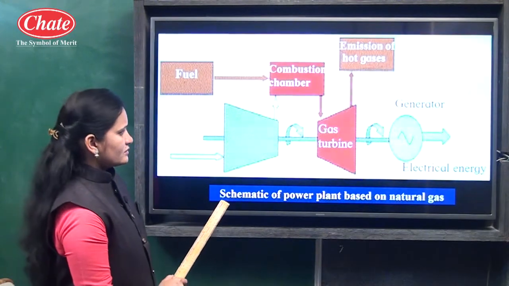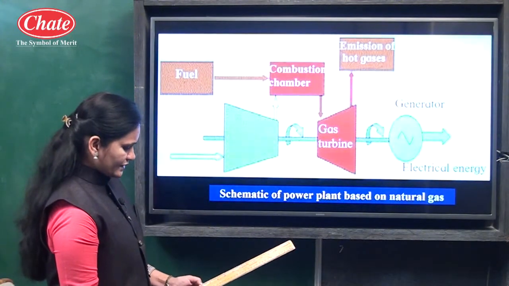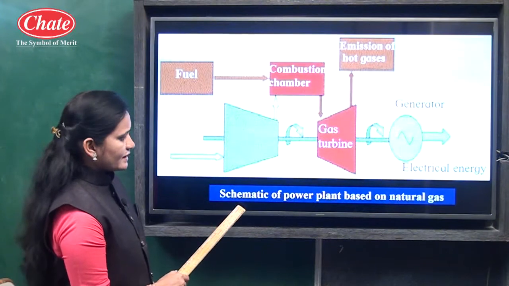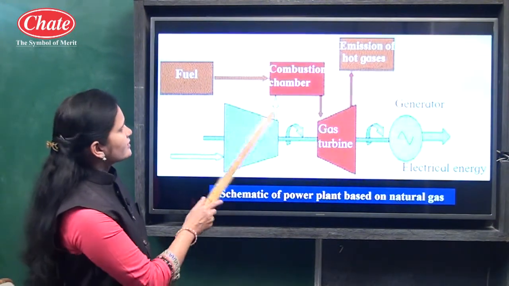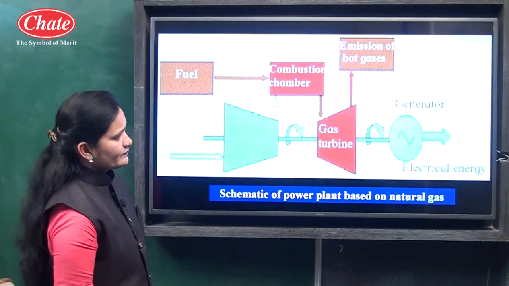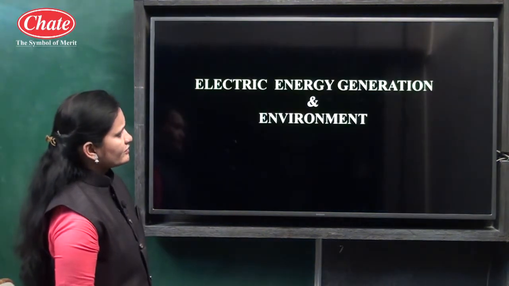Now the next point is about the schematic of a power plant based on natural gas. Already we have discussed it, but observe it carefully and then we will see the next point.